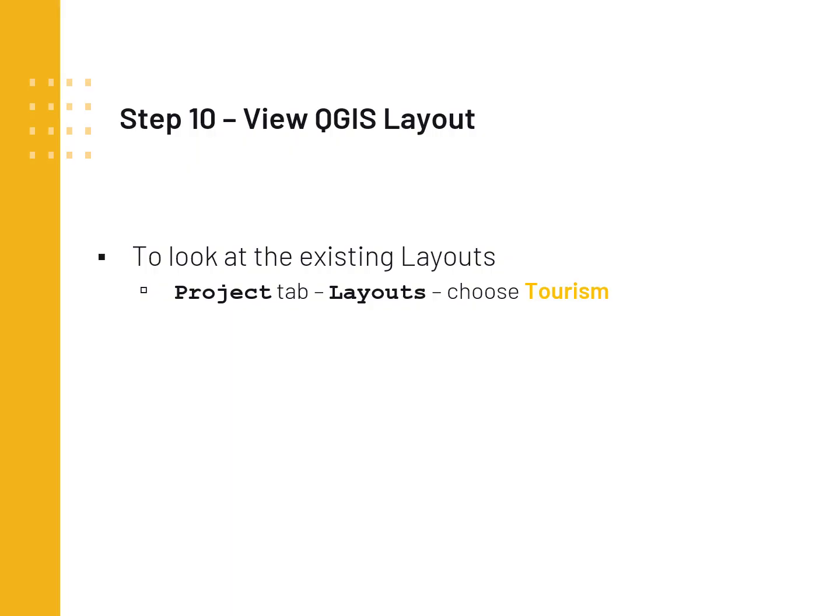So how do you get to your QGIS layout? Well, you're going to go to your Project tab. You're going to go to Layouts and choose the Tourism option.